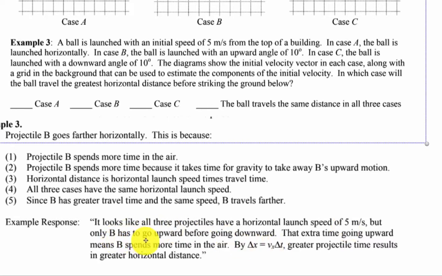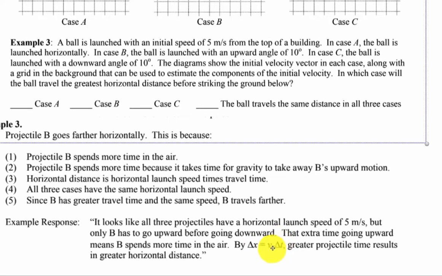But only B has to go upward before going downward. Again, citing information. That extra time going upward means B spends more time in the air. By delta x is equal to Vx delta t, this equation right here, greater projectile time results in greater horizontal distance. This is your basic physics.